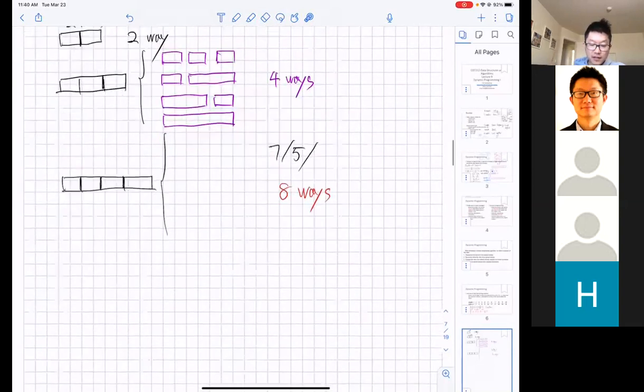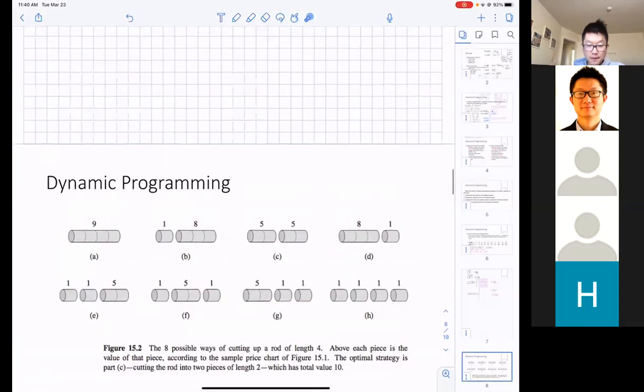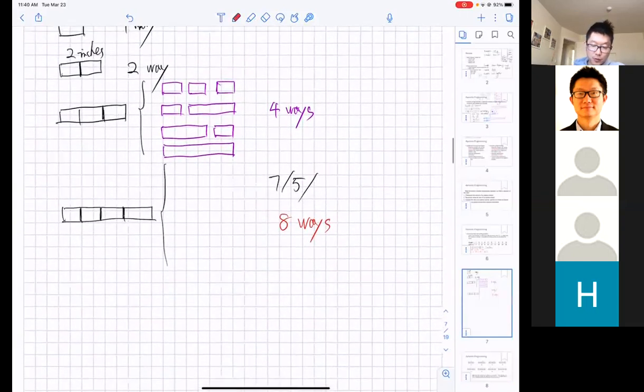And let's say what are these 8 ways? It's here. We can sell this rod as a whole piece for $9, and then we can cut it into 1 and 3, 2 and 2, 3 and 1, 1, 1, 2, 1, 2, 1, 2, 1, 1, and 1, 1, 1, 1. So these are the 8 different ways for us to cut a rod of length 4. Make sense? Yeah, makes sense. Cool.